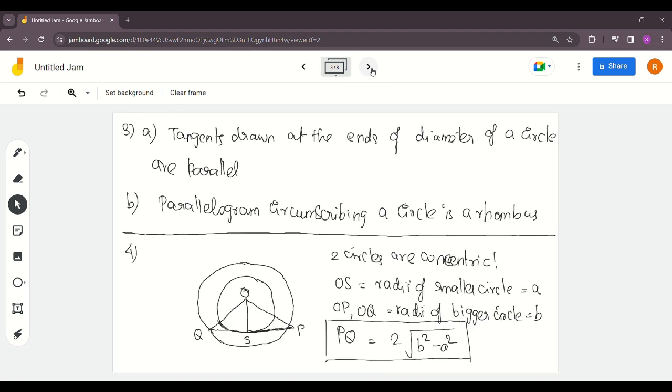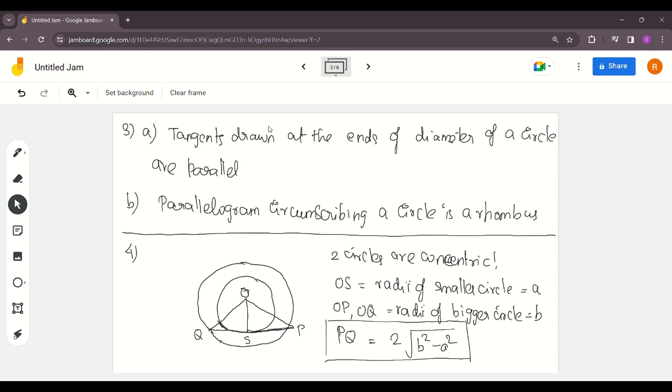Next, there are some interesting points which may be asked as questions to prove. Tangents drawn at the ends of a diameter of a circle are parallel, and a parallelogram circumscribing a circle is always a rhombus. So there is one more important property.